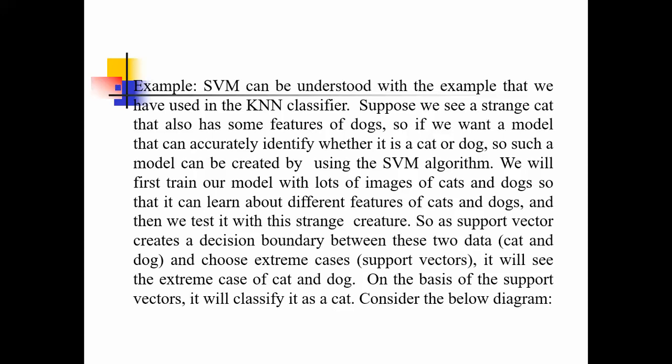So I have to find out the decision boundary between these two classes of data, cat and dog, and I'm choosing these extreme cases. Using the test data, we check whether it is identified correctly or not. We are going to test by this use case.